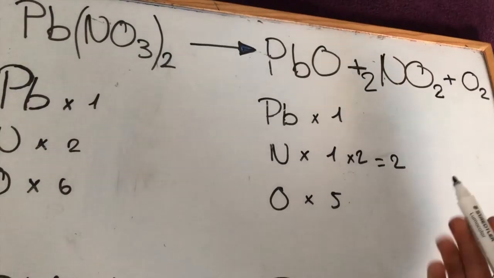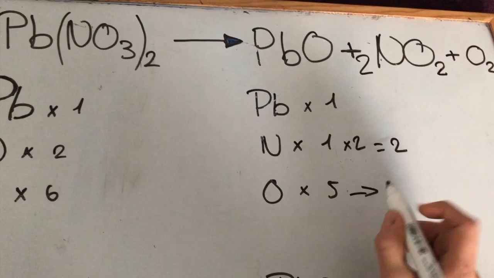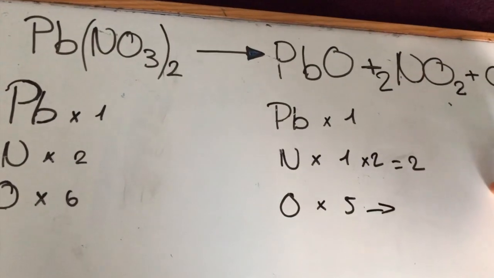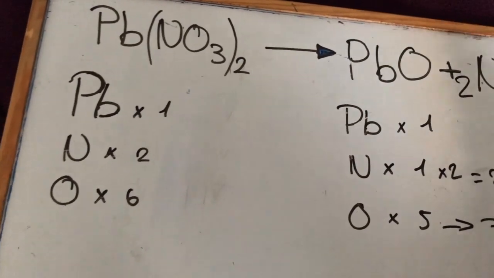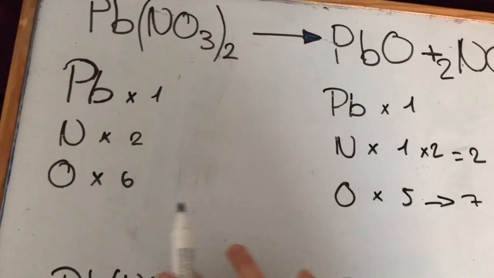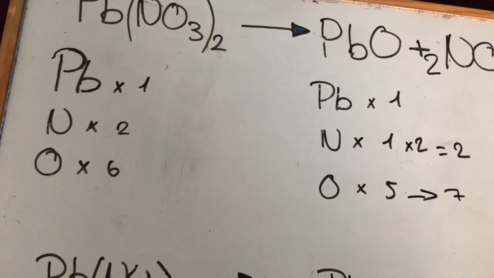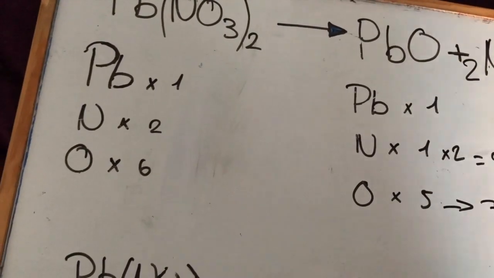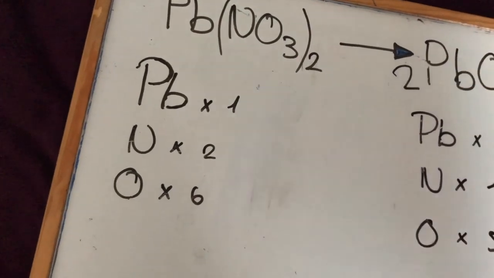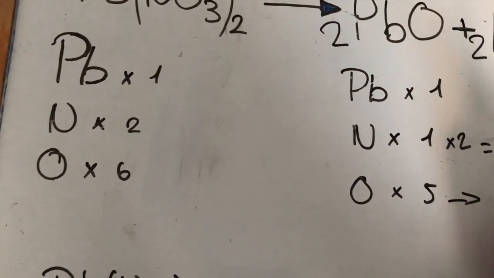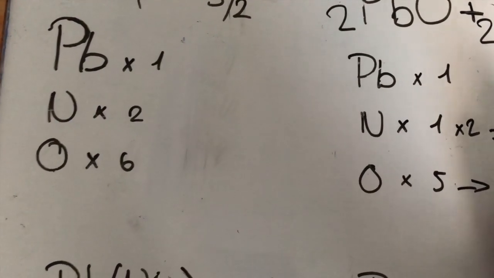Here will be equal. But this also affects oxygen. So now oxygen will become 2 times 2, so 4 plus 2 plus 1. So that makes 7. But since we want oxygen to be equal with the other side, we're going to need to make this an even number. So we're going to put a 2 over here, and that's going to make 2 plus 4 plus 2 makes 8.